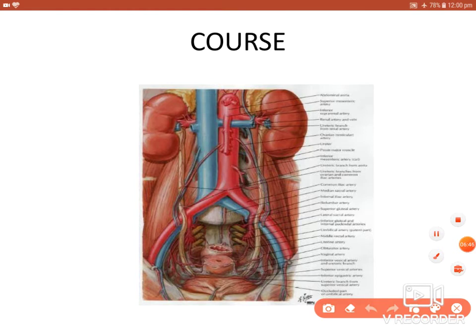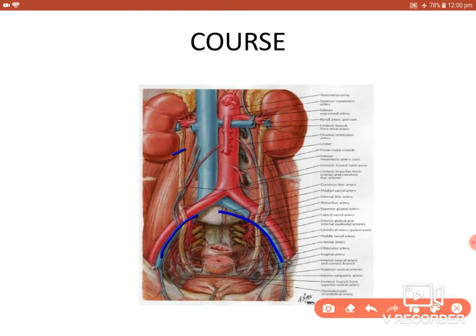Then, coming to this abdominal part, you can see this is the uretero-pelvic junction, and this is the pelvic brim. Here is the pelvic brim. Some vessels are crossing the ureter anteriorly in this abdominal part.